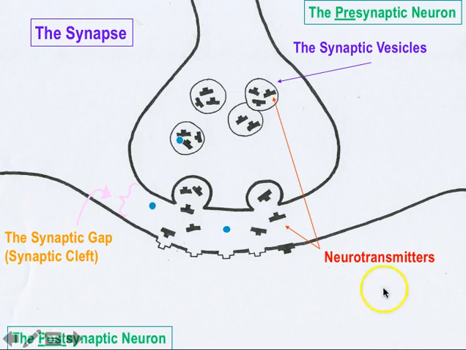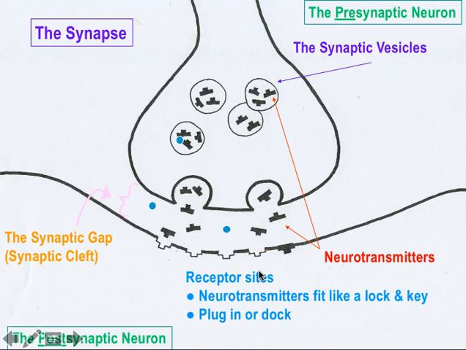Actually, take a look. Now, notice these are a particular shape, and notice that the receptor sites are a particular shape. So these receptor sites have to be perfectly matched or perfectly shaped to fit these particular neurochemicals. So the neurotransmitters, it is said, fit like a lock and a key. And what they'll do is they will dock or plug in on the other side, send their message, and then later detach and be reuptaken into this area again.